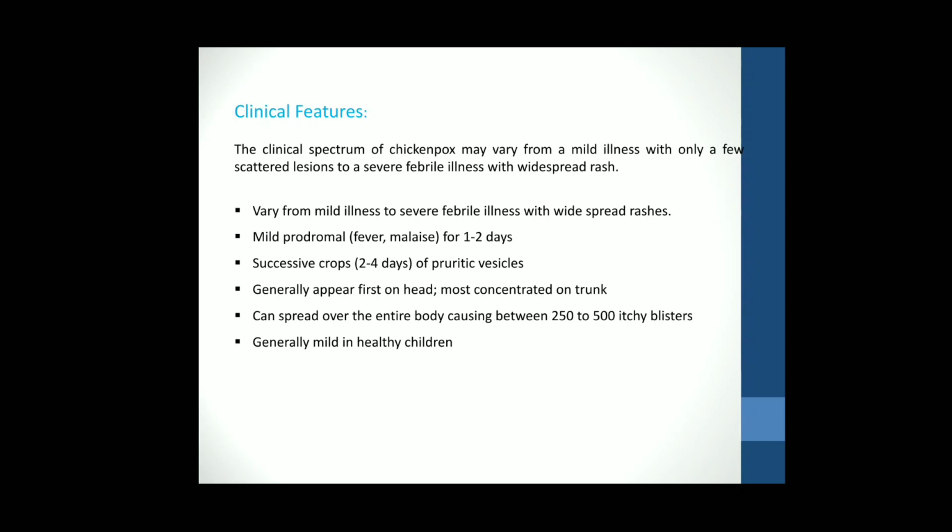So, we can call the first one the prodromal phase. The prodromal phase is nothing but the initial stage, for the first 1 to 2 days. The patient has fever as well as malaise. The second is successive crops, 2 to 4 days of pruritic vesicles. The initial vesicles that appeared go into successive crops, and more lesions will start to appear.